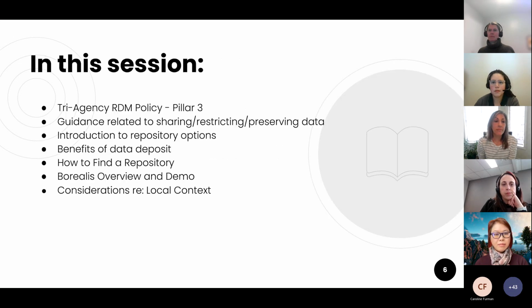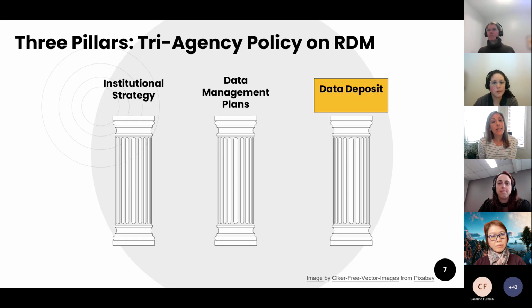Next slide. So in this session, we are going to be moving on to the final pillar 3 of the tri-agency RDM policy. We will be providing guidance related to the sharing, restricting, and preserving of data. We'll provide an introduction to repository options, outline the benefits of data deposit, show you how to find a repository, provide a Borealis overview and a demonstration. And again, as I said, we will be leaving you with some questions for consideration at your institution. Next slide. I will now pass it to my colleague, Joanna.